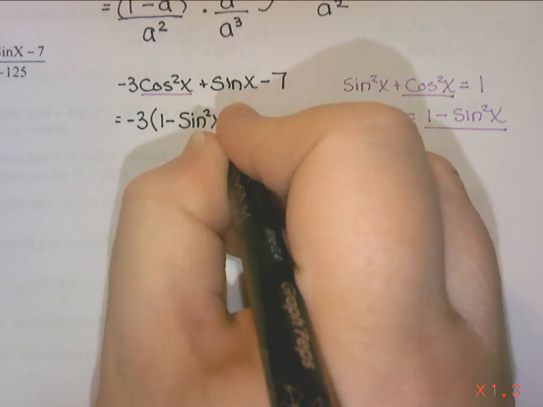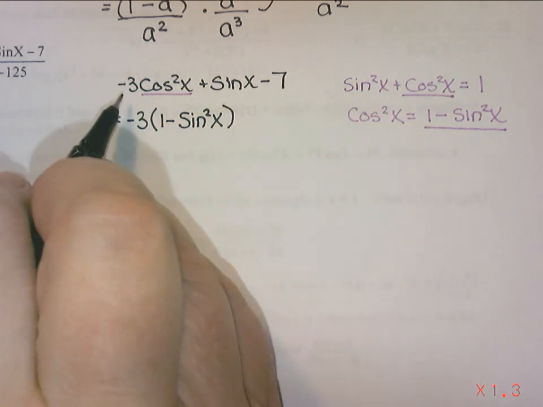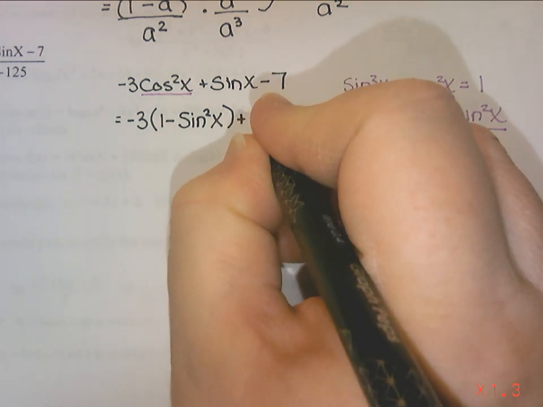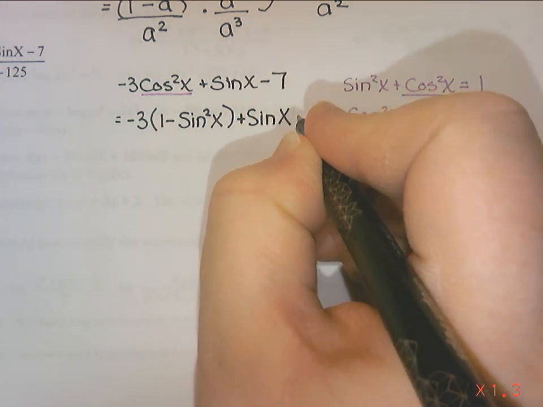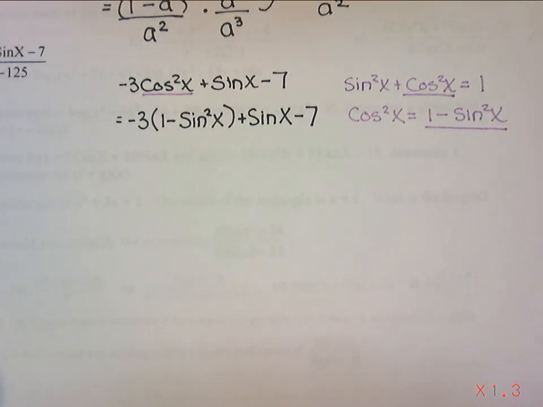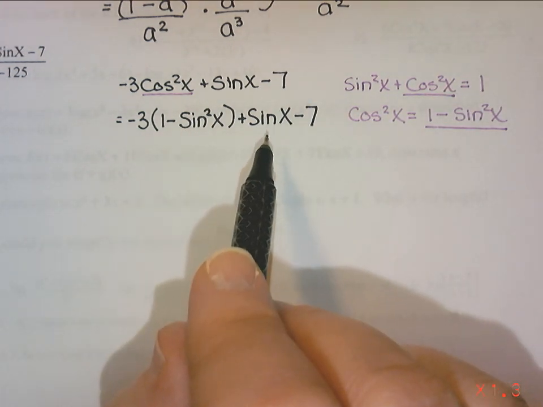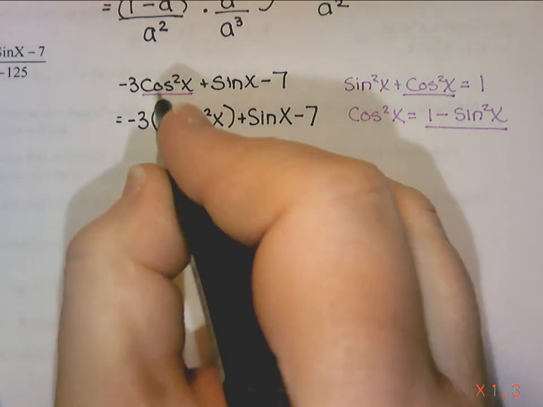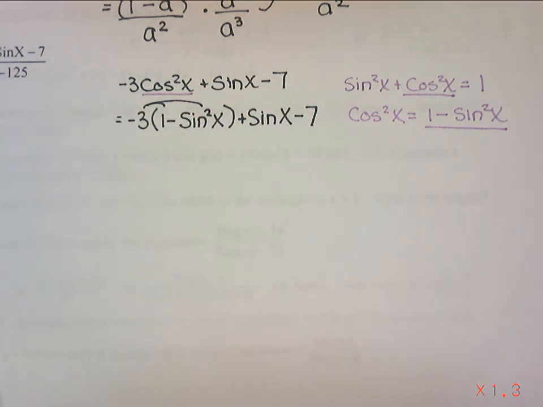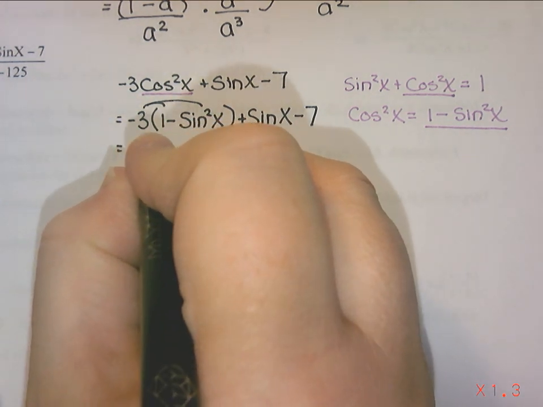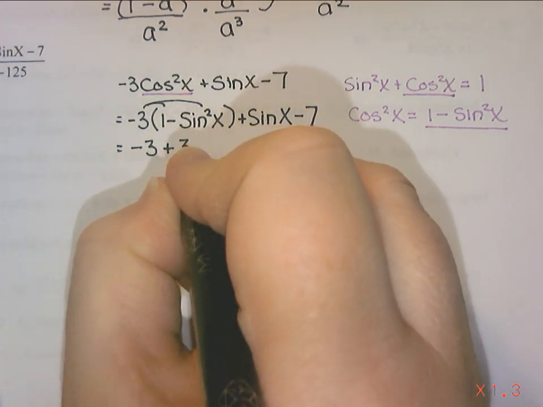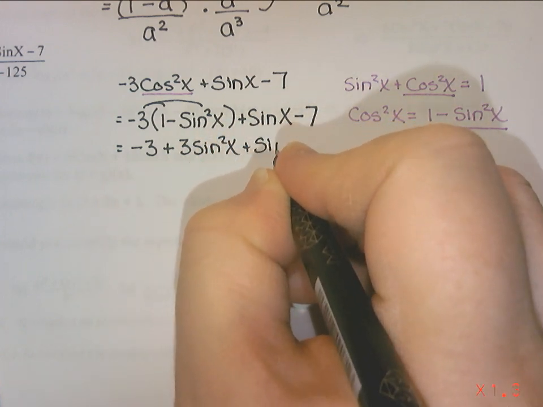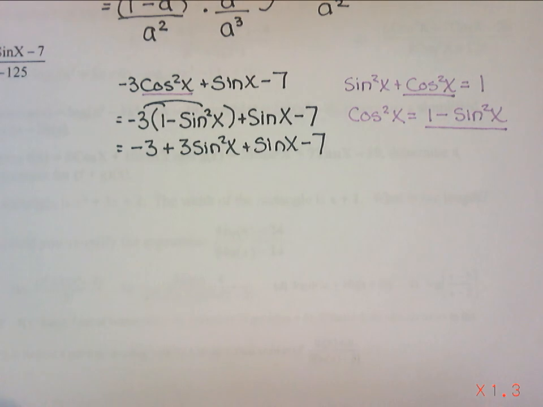Since it's 2 terms, we should put it in a bracket, and it is being multiplied by the -3, so we definitely need a bracket. And then I still have the plus sine x and the take away 7. Okay, I do see that at least everything is in terms of sine. I do need to do a little work on this before I can factor it. So I am going to distribute the -3 into the bracket. That's going to give me -3 and then plus 3 sine squared x plus sine x and then minus 7.